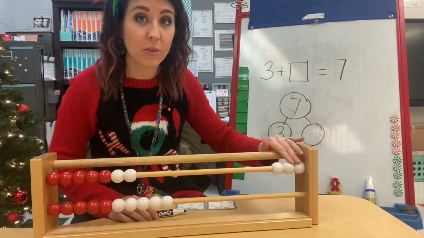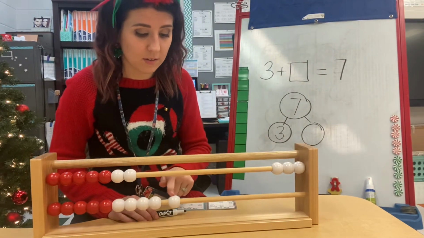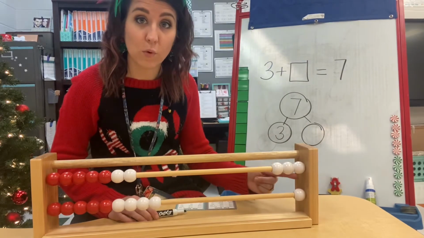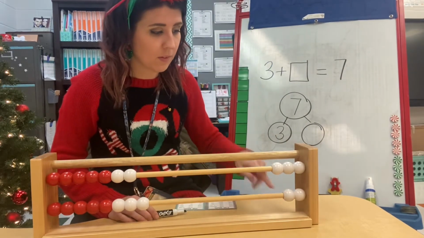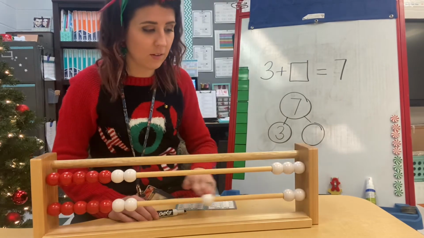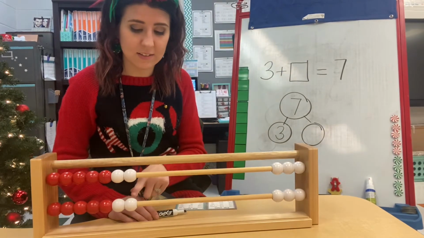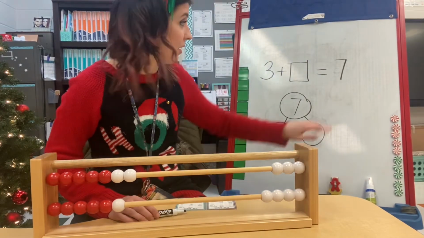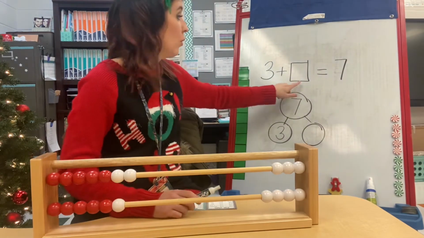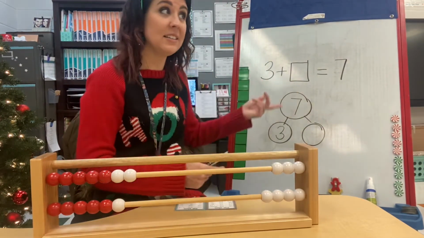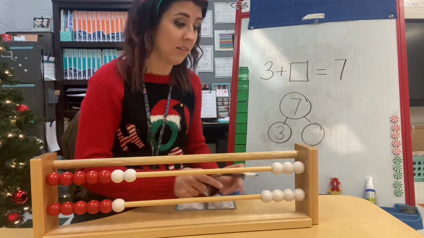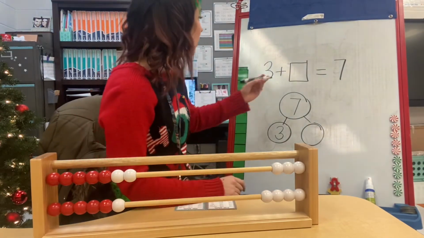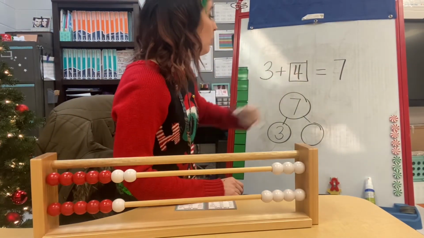Ready? 3. Now there's 4, 5, 6, 7. We made it to 7. What did we have to add to our 3 to get to 7? We had to add 4 more. So the missing part was 4.